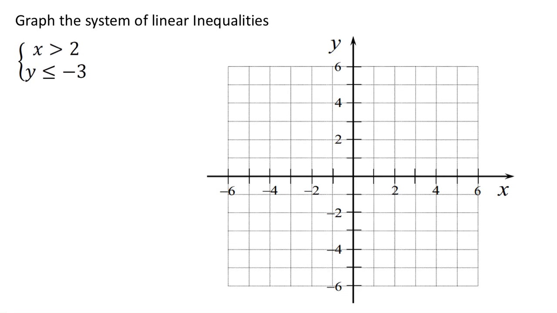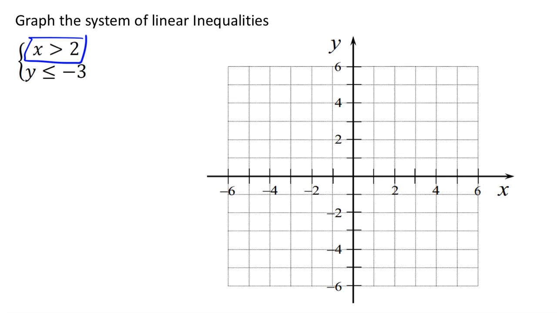All right, let's go ahead and graph these two inequalities. First, we have this one: x is greater than 2. Now, first up, we'll see that it does not have an equal sign to it, so we're going to have a dashed line right here.